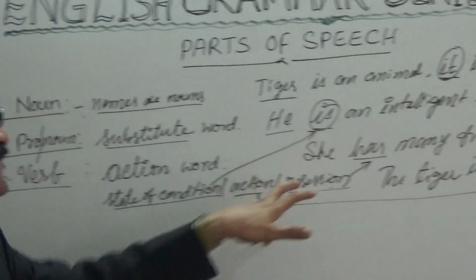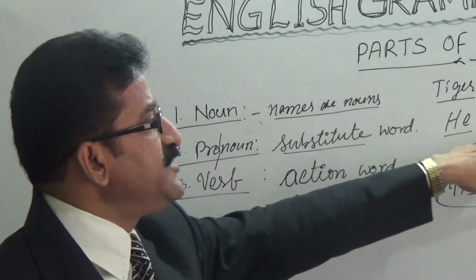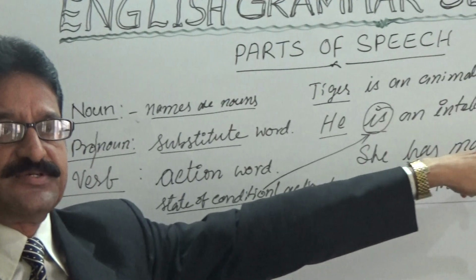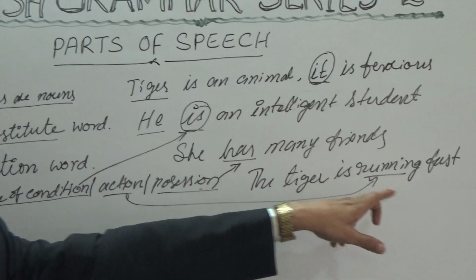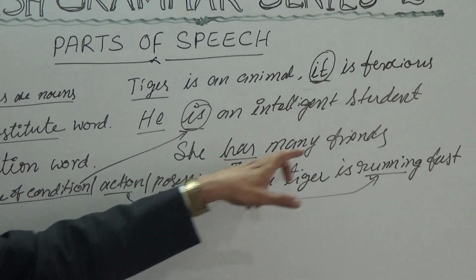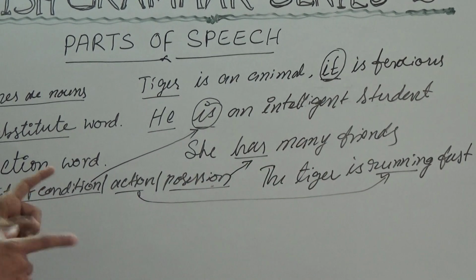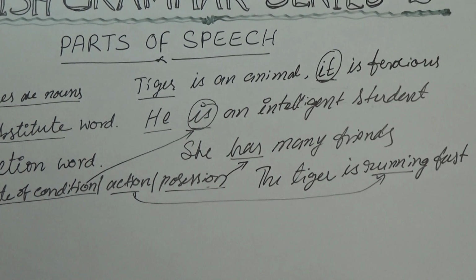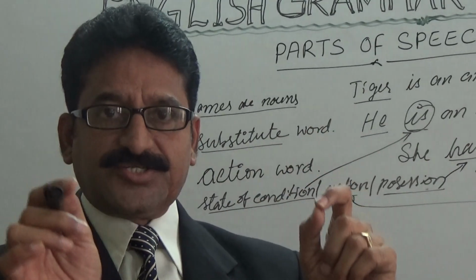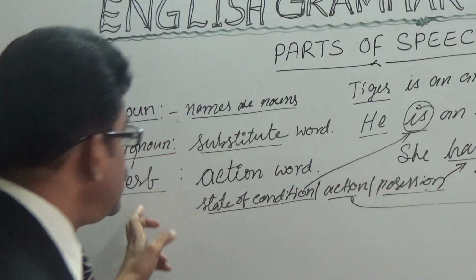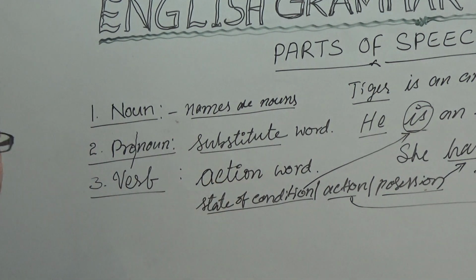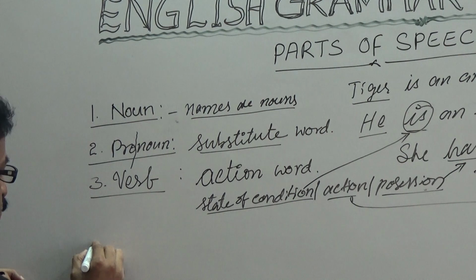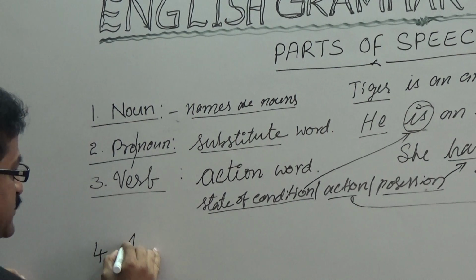Okay, so three things. One is state of condition: he is an intelligent student. Action: the tiger is running fast. And position: she has many friends. Like that, the words which are used to express state of condition, action or position are called verbs. Simply we mention them as action words. And the fourth one is adjective.